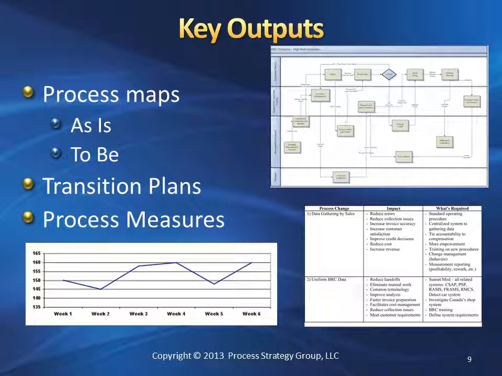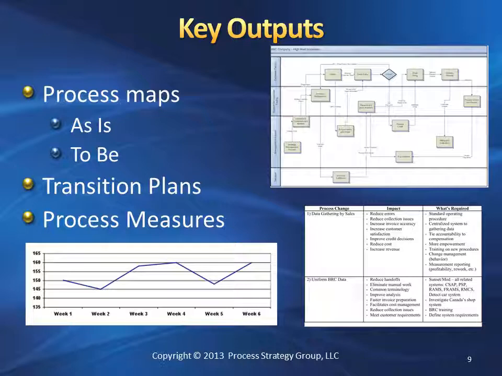The process improvement team will also identify the process changes required to move from the as-is process to the to-be process and capture those changes in a transition plan document. This captures not only the changes, but the impact of the changes, the first 3 to 4 steps required to implement the change, as well as who is responsible for overseeing the implementation of each change.